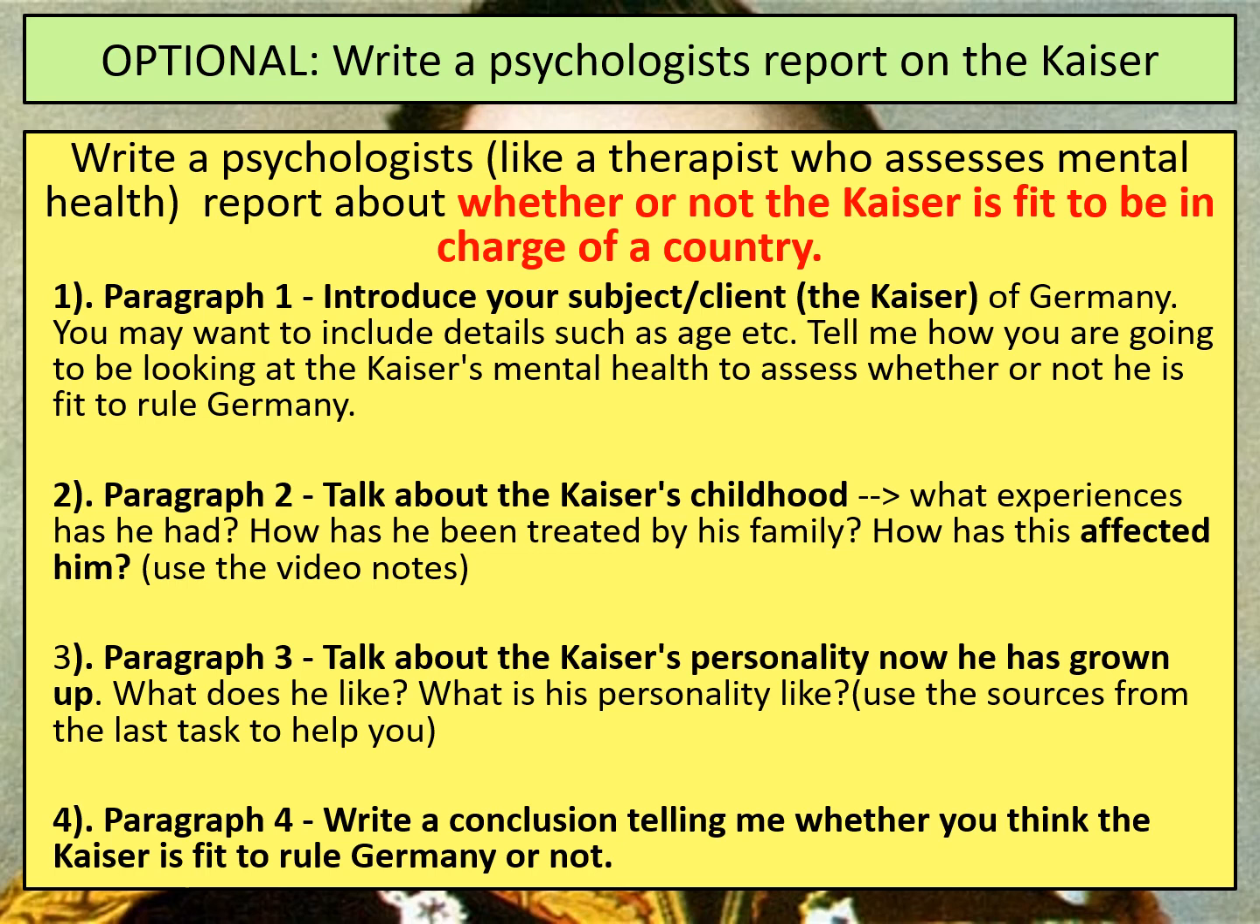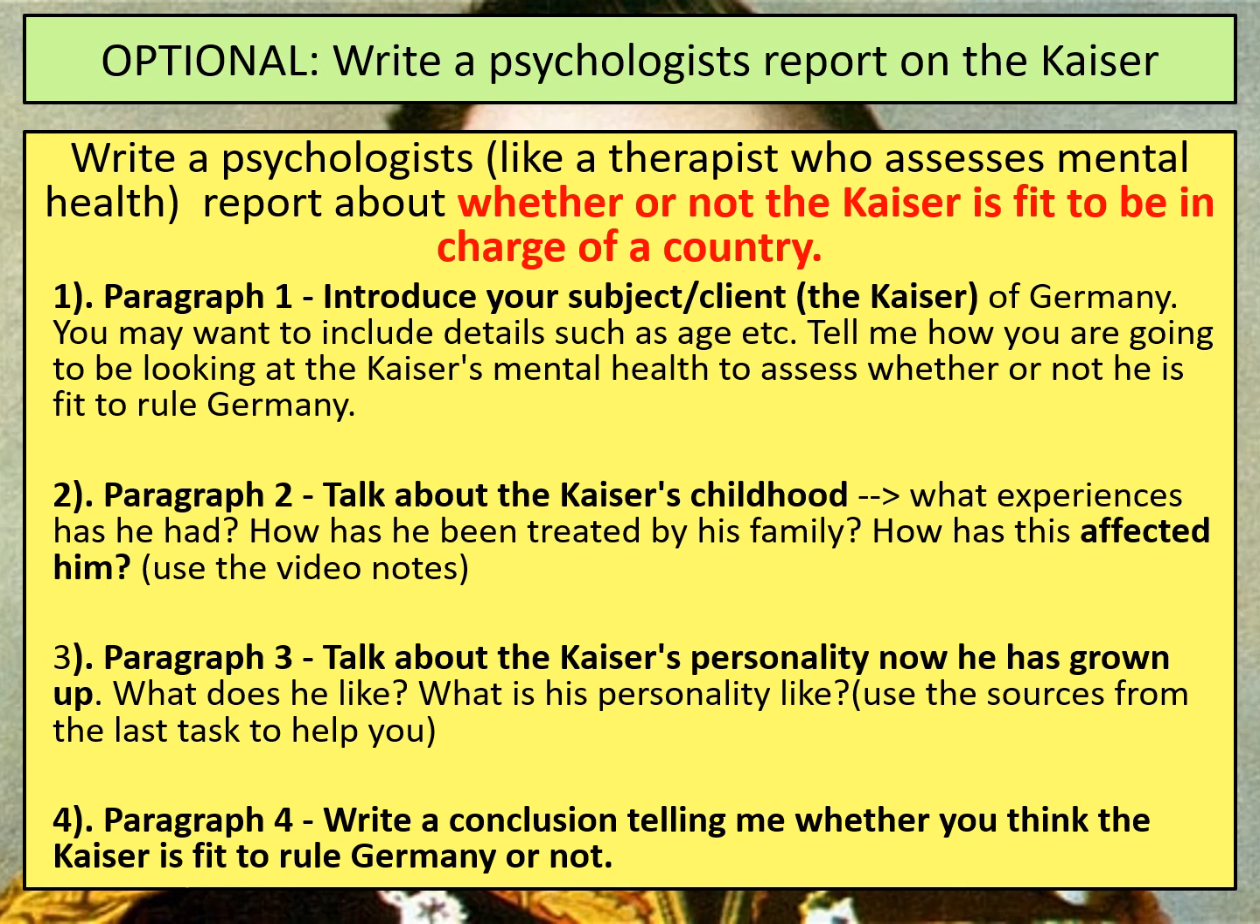Paragraph 2 is going to be much bigger. This is where you can use your video notes to talk about the Kaiser's childhood. You can talk about his experiences, the way he was treated by his family, and really crucially, you need to link it back by explaining how that affected him and whether or not it's affected his ability to rule Germany well. Paragraph 3, you need to talk about the Kaiser's personality now that he's grown up, give specific examples of what people have said about him, and use the sources from the task to help you.